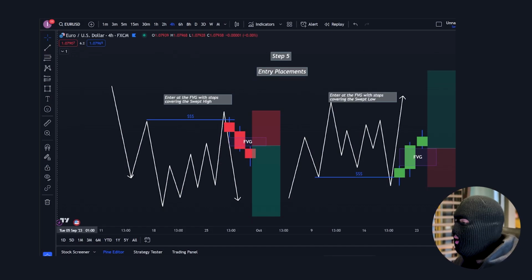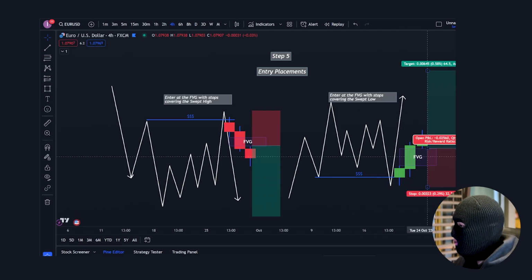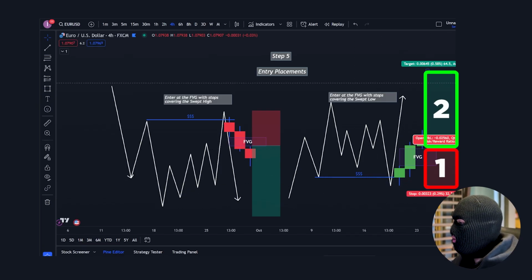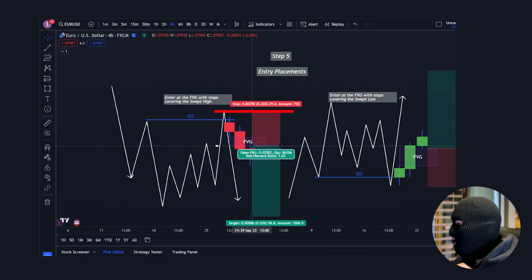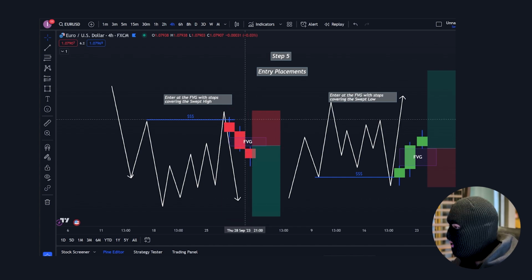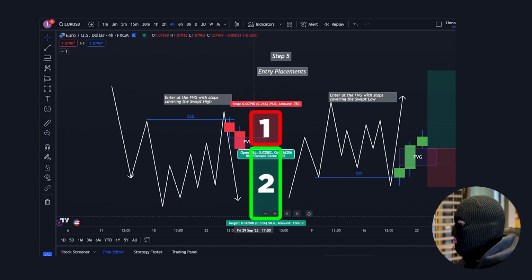For a bullish trade, set the SL at the candle's low with the entry at the start of the fair value gap and target a 1:2 risk to reward ratio. For a bearish trade, set the SL at the first candle wick's high and enter at the start of the fair value gap as well. You want to target the same 1:2 risk to reward ratio.